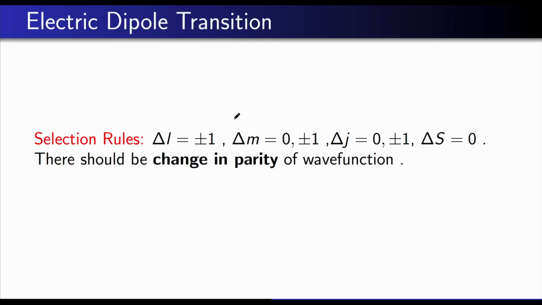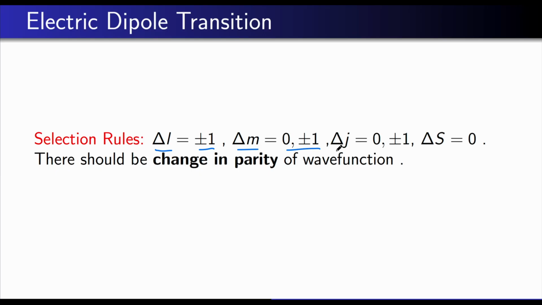Now, if an atom is exposed to electromagnetic radiation, then there will be a transition between energy levels. That is called an electric dipole transition. That transition has some selection rules, so any transition is not possible. For a transition to take place between energy levels, delta L, that is the change in the angular momentum quantum number, should be plus or minus 1. Delta M, that is the change in the magnetic quantum number, should be 0 or plus or minus 1.